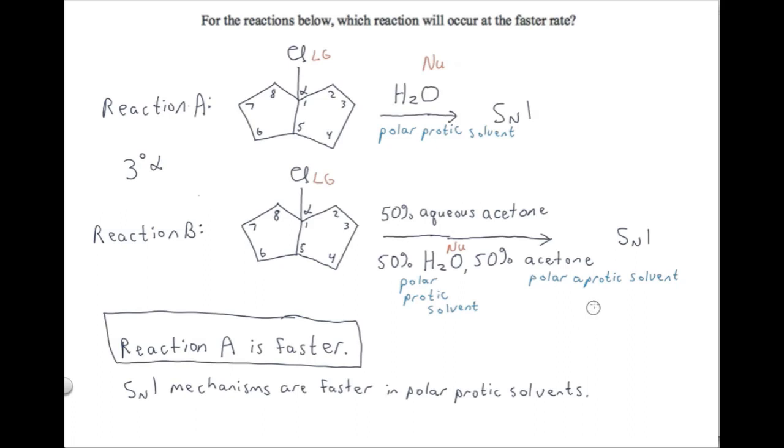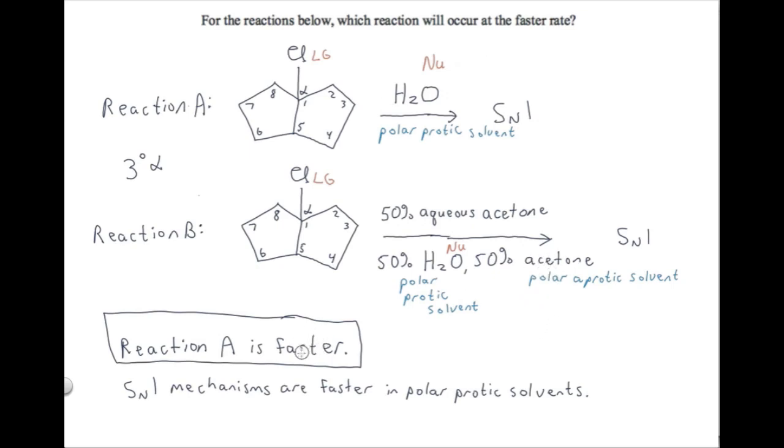So our answer to the question is that reaction A is faster because SN1 mechanisms are faster in a polar protic solvent. Reaction B uses 50% polar protic solvent, but also 50% polar aprotic solvent that will help to slow down the reaction.